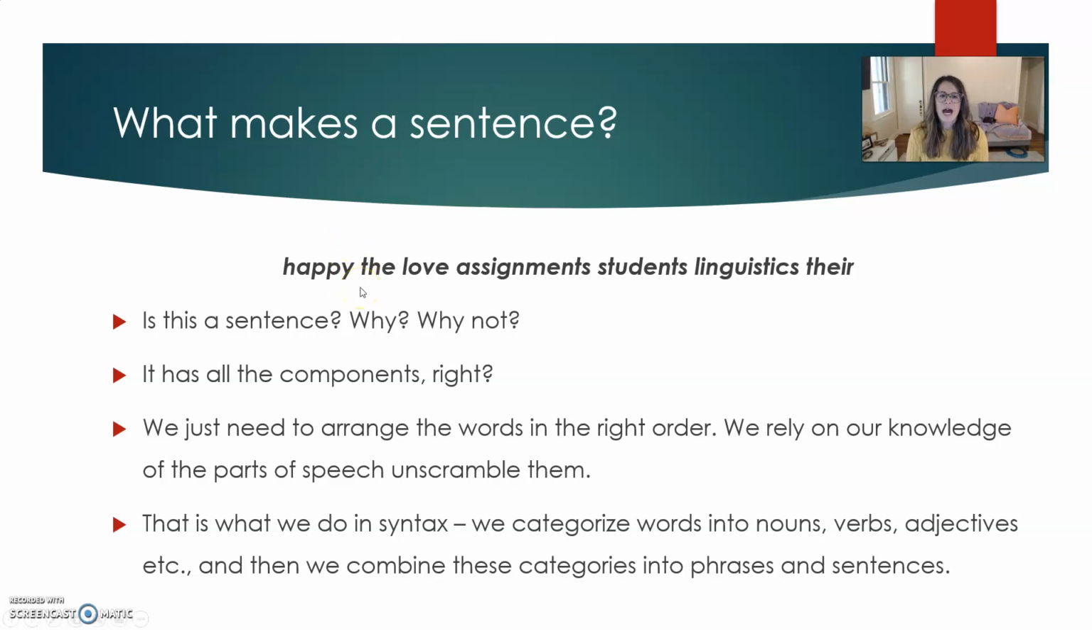You have here, happy the love assignments, students linguistics there. That's not a sentence, right? Well, why not? It has all of the components that we need, right? We know that if we take these same words, we can make a meaningful sentence out of it. So everything that you need for a sentence is here, but word order is important, right? So we rely on our knowledge of the parts of speech to unscramble this mess of words in order to create a meaningful sentence. And that's exactly what we do in syntax, right?